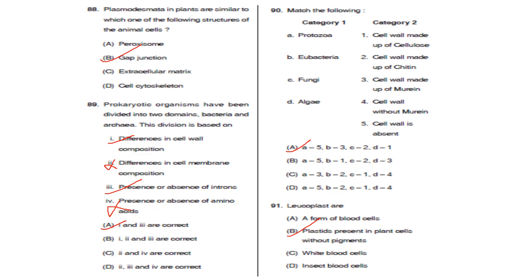Then leucoplasts are. So these are plastids that are present in the plant cell without pigments. They are leucoplasts. And white blood cells, they are called leukocytes. So don't get confused with leucoplasts and leukocytes. So answer is option B.